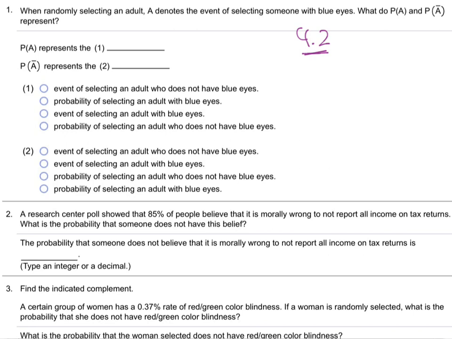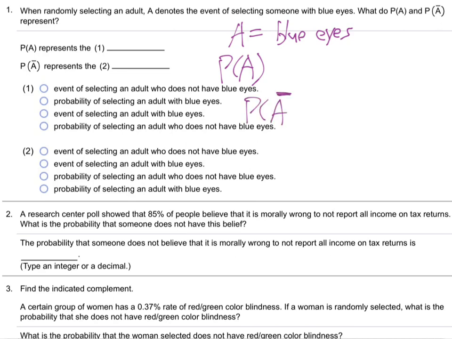So just getting into this section, I'll write up later what it's about. It's saying A is somebody has blue eyes. So what's P of A then? Well, there's P of A and there's P of A bar. So it's the bar on it that is the not. Remember that from earlier? So P of A, the P stands for probability. So that's the probability of A, and A is blue eyes. So that's the probability of selecting somebody with blue eyes.